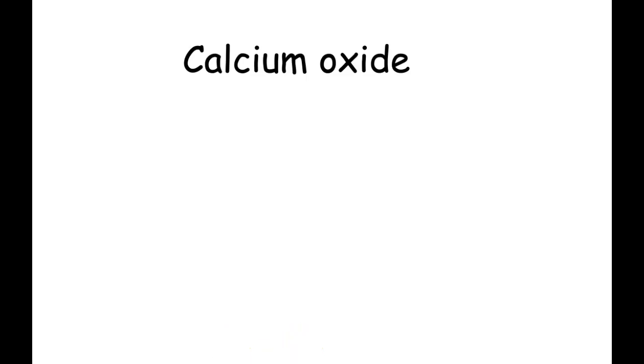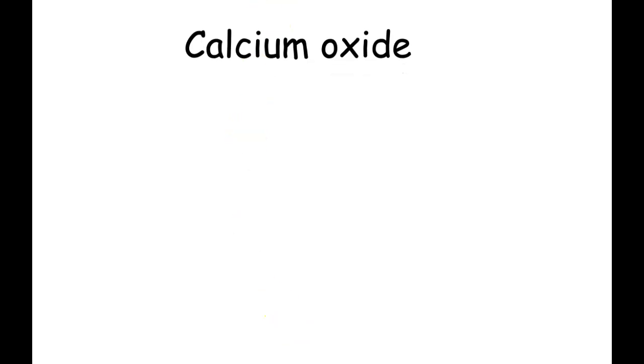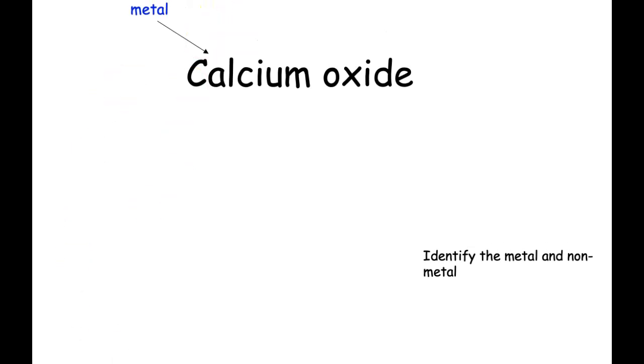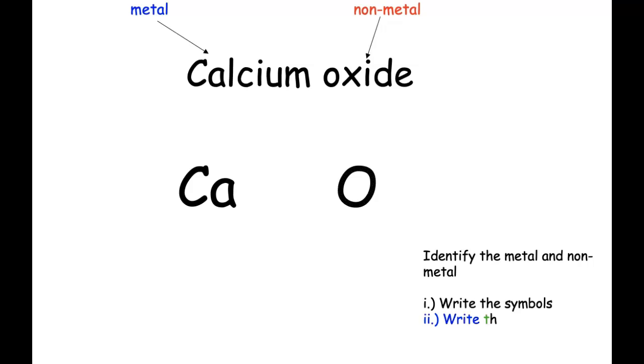Let's take a look at another one. Here we go, calcium oxide. So in calcium oxide, we're talking about the metal and the nonmetal. So look at your periodic table. Calcium is your metal. Oh, you probably can't see that because it's a little bit off the screen there. There we go. Let me get it up there for you. Oxygen is your nonmetal. Now let's figure out the symbols for calcium and oxygen, because that's our next step. So the symbol for calcium is Ca. The symbol for oxygen or oxide is O. So we would write those.